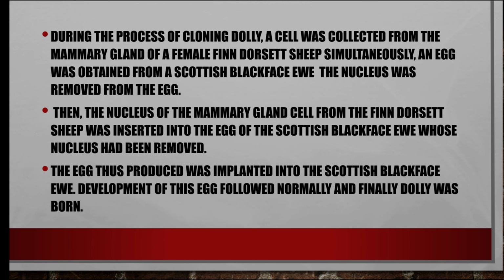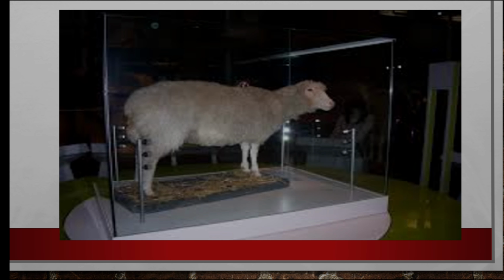During the process of cloning Dolly, a cell was collected from the mammary gland of a female Finn Dorset sheep. Simultaneously, an egg was obtained from a Scottish Blackface ewe. The nucleus was removed from the egg. Then the nucleus of the mammary gland cell from the Finn Dorset sheep was inserted into the egg of the Scottish Blackface ewe whose nucleus had been removed. The egg thus produced was implanted into the Scottish Blackface ewe. The development of this egg followed normally and finally Dolly was born.